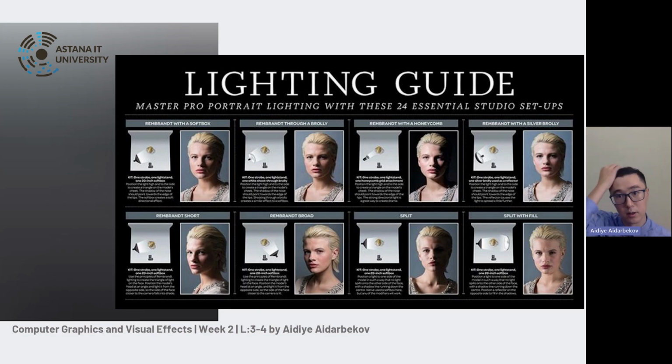And yes, in terms of photojournalism, I hope you remember that we discussed Rembrandt light and different ways to create these effects. So in practice, we'll discuss further how we can use and apply them.